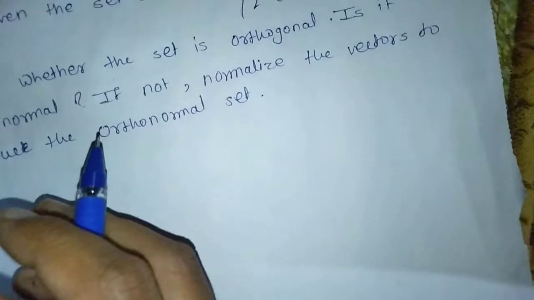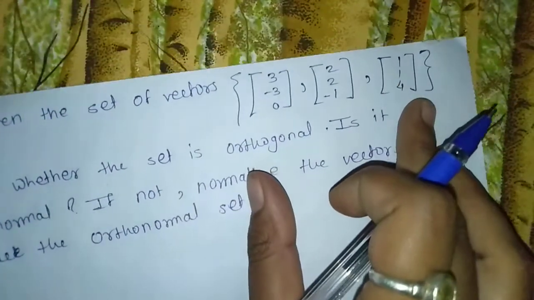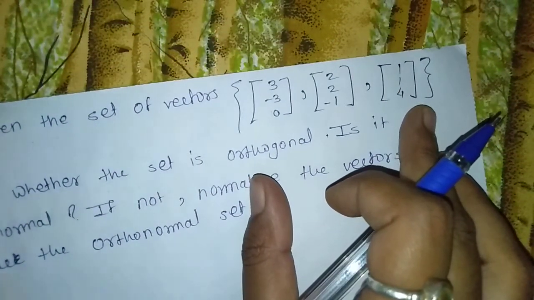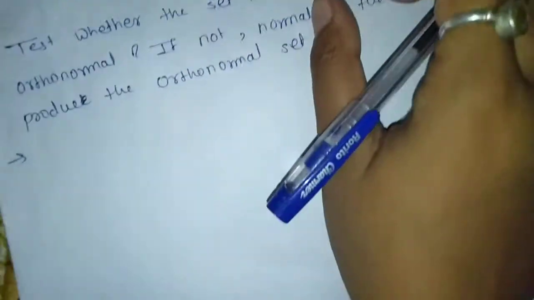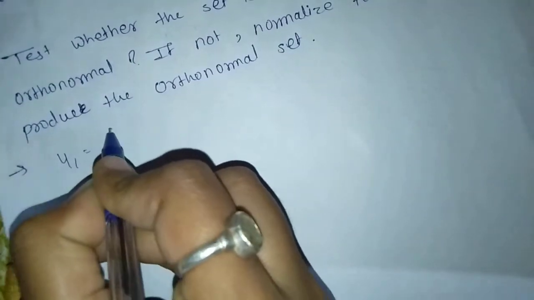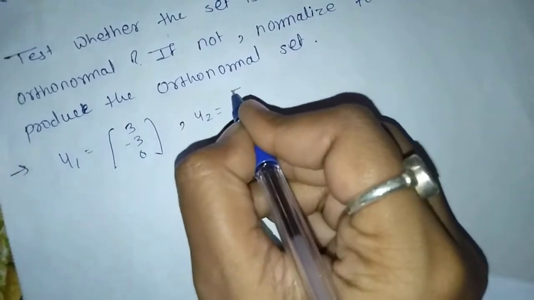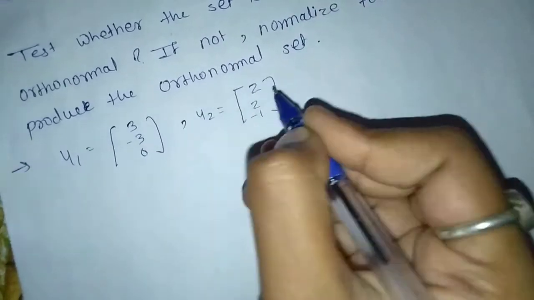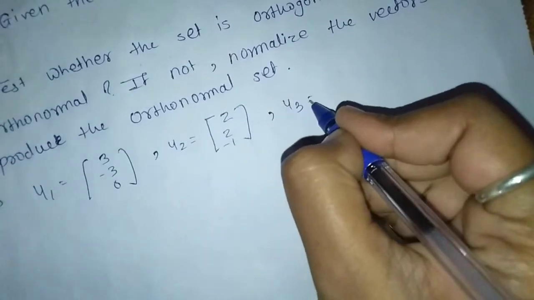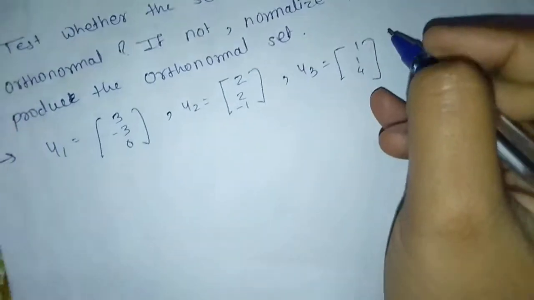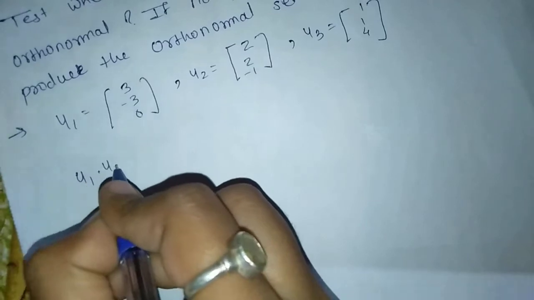Solution. First of all, we want to show that this set of vectors is orthogonal. First, take U1 equal to (3, -3, 0), U2 equal to (2, 2, -1), U3 equal to (1, 1, 4). First calculate U1 dot U2.